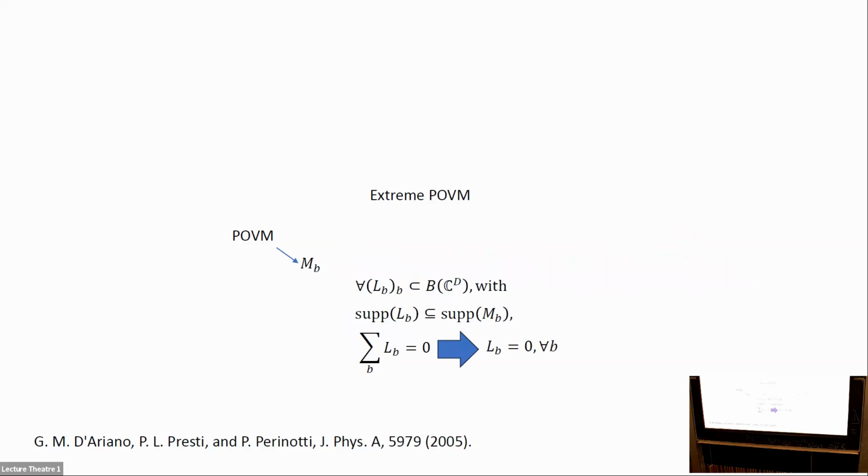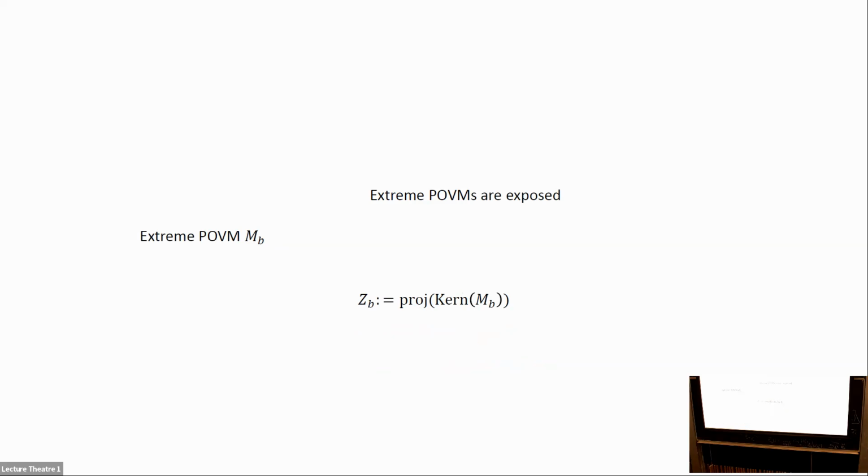Another way to put it, and this is the way that I'm going to use, is that for all sets of matrices L_b that are also d-dimensional and with support containing the support of each of the M_b, the fact that the sum is equal to 0 implies that each of the elements is equal to 0. It's equivalent to what I just said. That's really cool, because with this I can prove that extreme POVMs are exposed, which to my knowledge was not known, but it's not that complicated either. But I want to use it, so that's why.